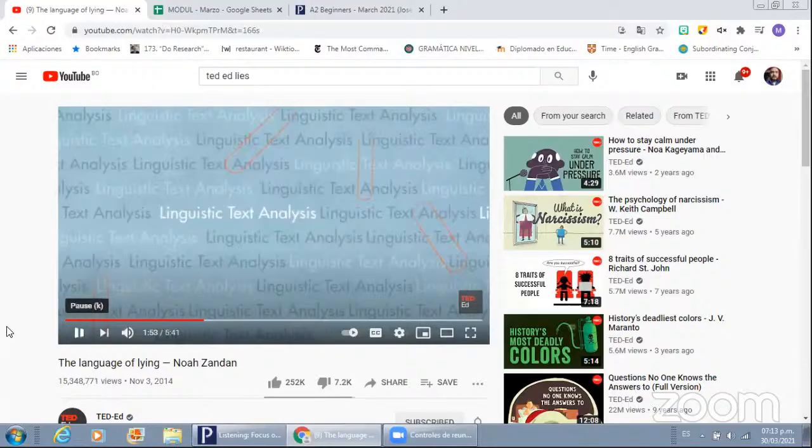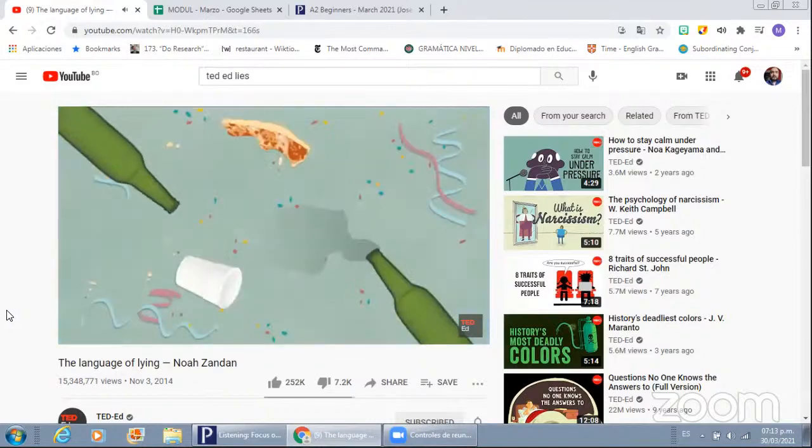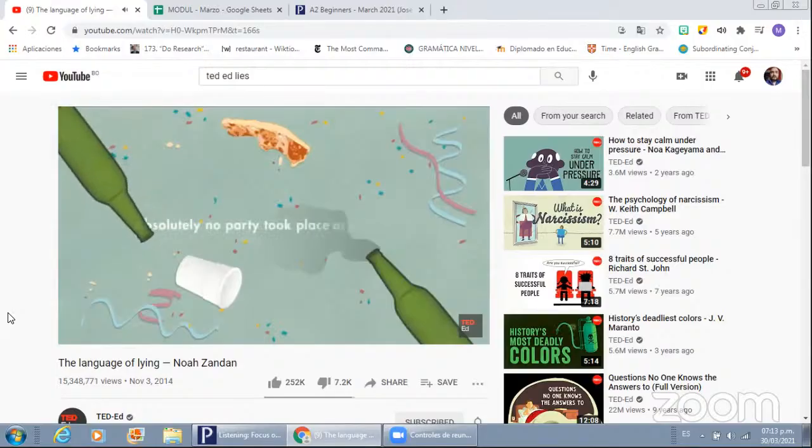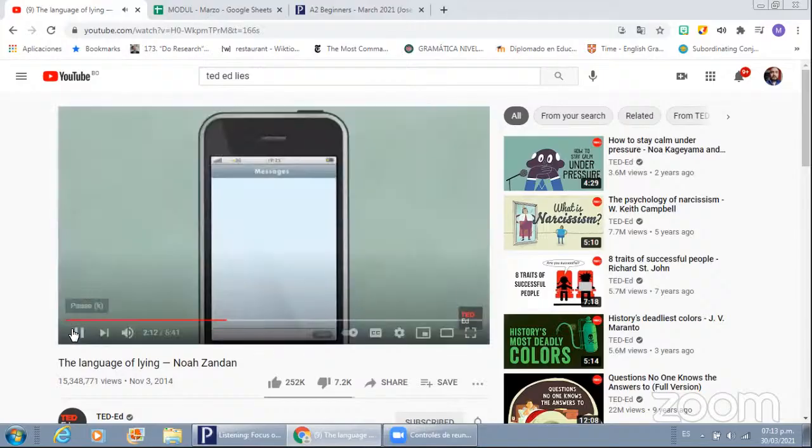First, liars reference themselves less when making deceptive statements. They write or talk more about others, often using the third person to distance and disassociate themselves from their lie. Which sounds more false? Absolutely no party took place at this house, or I didn't host a party here.